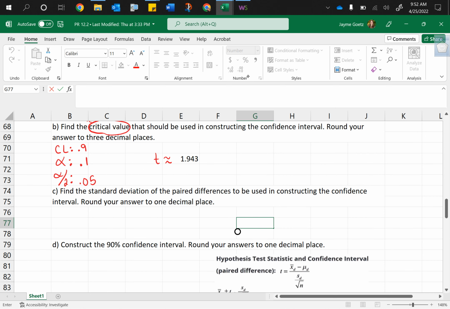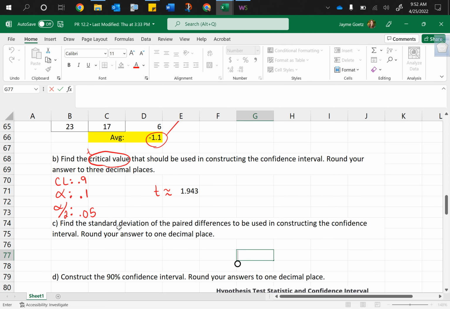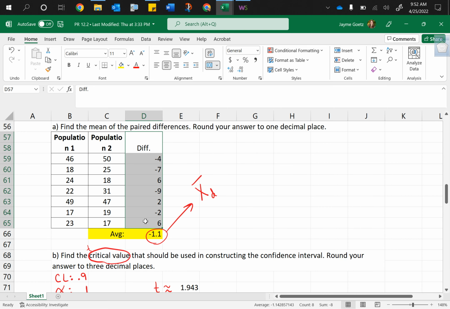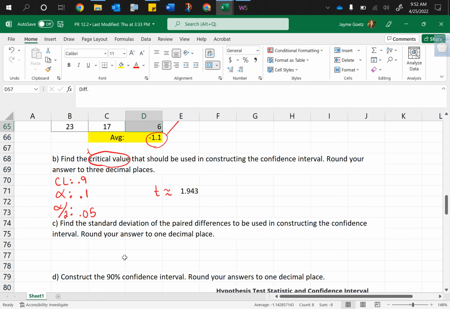Now part C, find the standard deviation of the paired differences to be used in constructing the confidence interval. Round your answer to 1 decimal place. Okay, so they want the standard deviation of the paired differences. Guys, right here, this column right here, that is my paired differences. They want me to find the standard deviation of that.